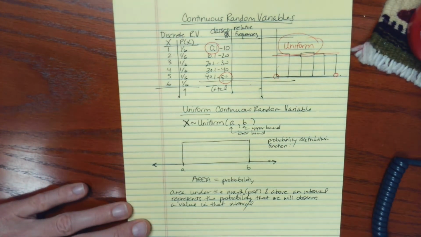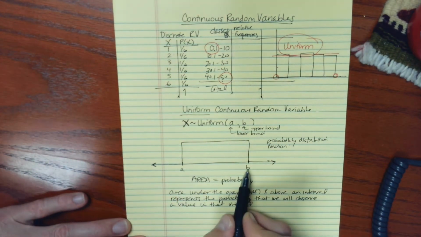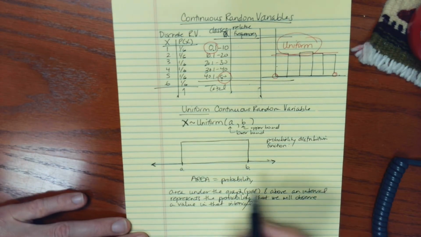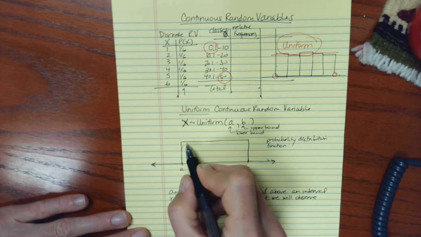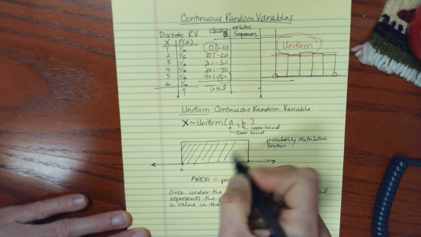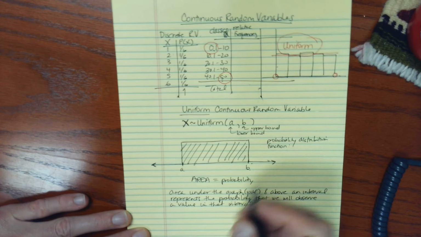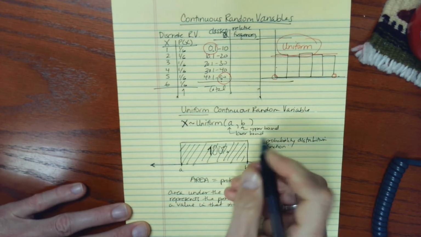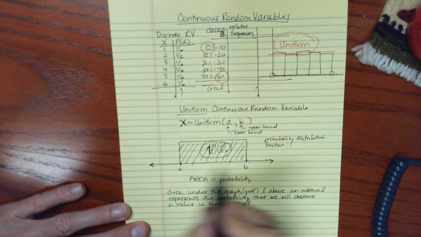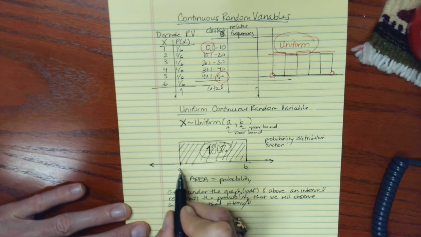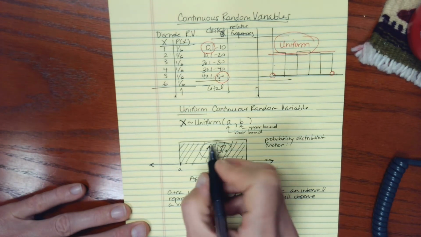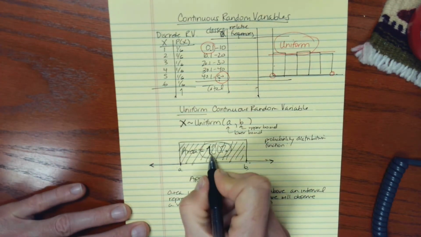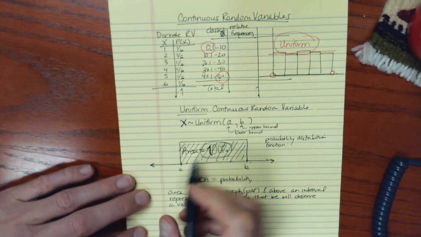Now, if the only possibilities for this distribution are values between a and b, then the total area under this curve and over that interval has to be 1. There's a 100% chance that we're going to observe a value between a and b, because those are the only possibilities. So this area equals 100%, or just 1.000. That's going to be the case.